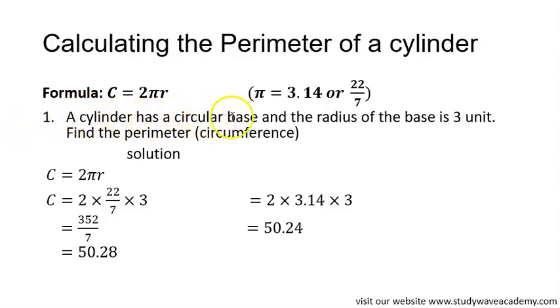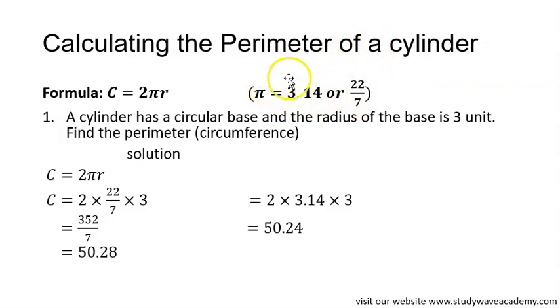So let's look at an example to help us understand what we're saying. A cylinder has a circular base and the radius of the base is 3 units. Find the perimeter, which is also the circumference. Now, the radius is 3 units. C is the circumference, also the perimeter, and it equals 2 pi r. The r is the radius, okay? Now, for pi we are going to use 3.14 or 22/7. Whichever you would like to use, you will arrive at the correct answer.